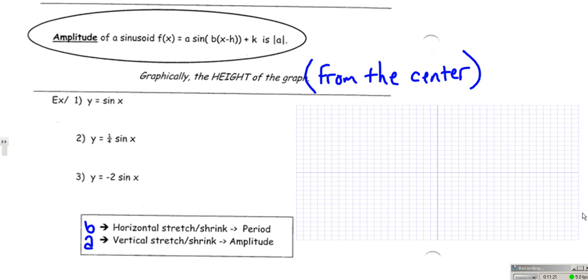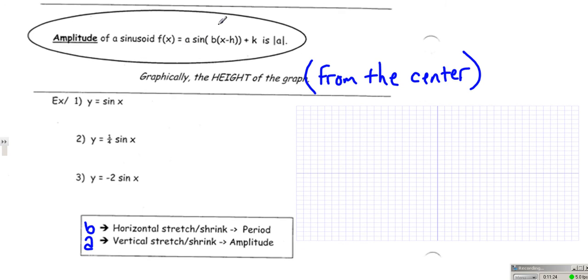All right, next up, amplitude of a sine function, or again, a cosine function would work just the same, is the absolute value of our a, our leading coefficient. Remember whenever we've got a times f of x, that's a vertical stretch. So the amplitude, if you look at the graph, is the height of the graph from the center of that function. So it's the height from the center.